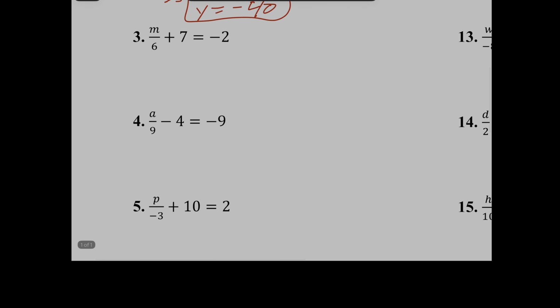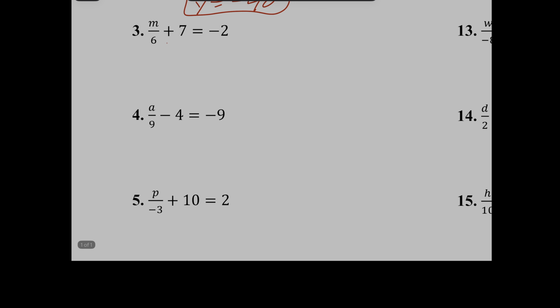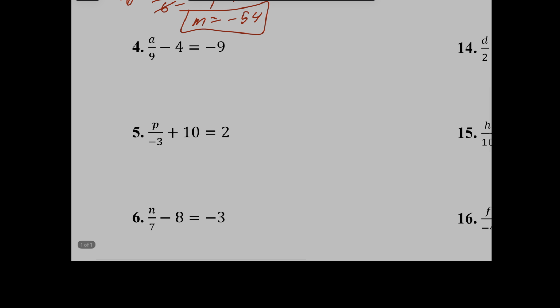Okay, let's go on to this one. Letters on one side, numbers on the other. So I'm going to add and subtract away so I can get that. And I'm going to get m over 6 equals, add a line, change a sign. That would be a -9. I'm going to multiply each side by 6. Boom, boom. M equals -54.